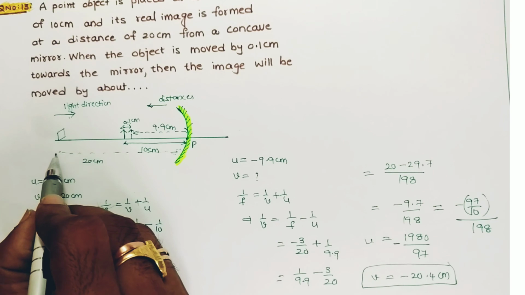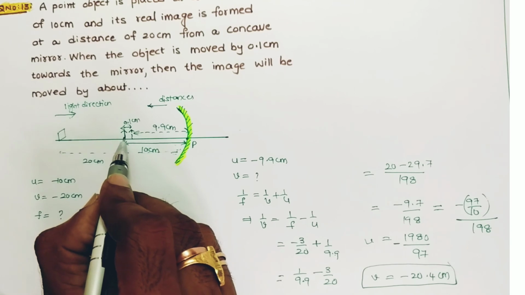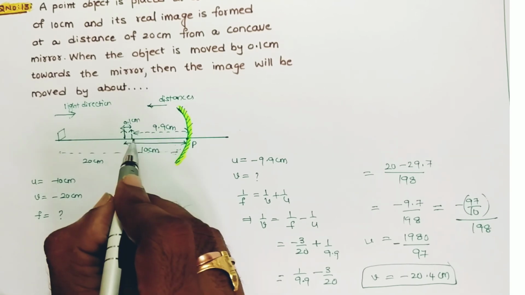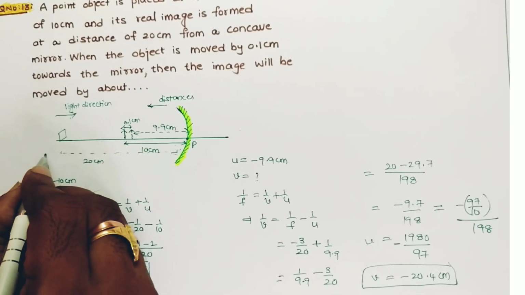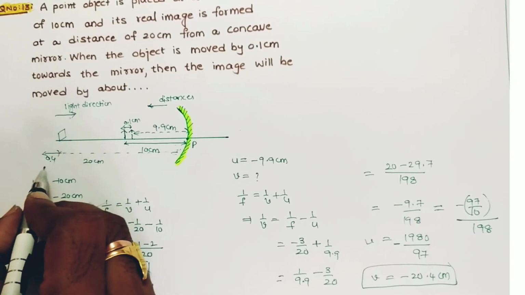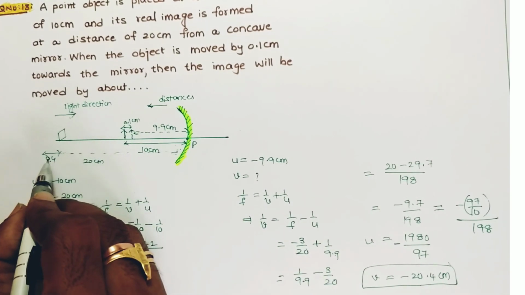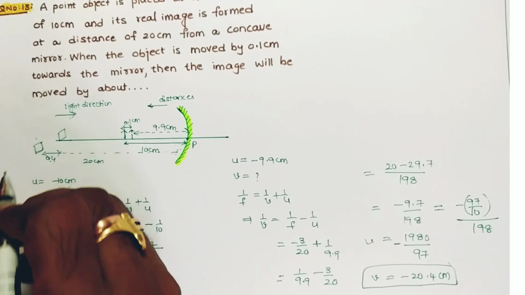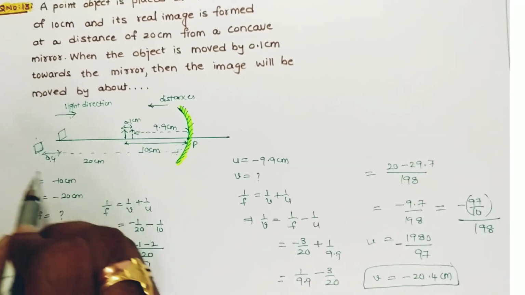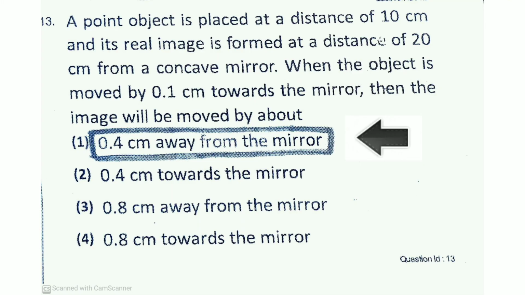First, the image is formed at 20 centimeters when the object is placed at 10 centimeters. Then, if the object is moved 0.1 centimeter towards the mirror, the image is formed at 20.4 centimeters. That means the image is 0.4 centimeter away from the mirror, so the total is 20.4 centimeters. So option 1 is correct, that is 0.4 centimeter away from the mirror.